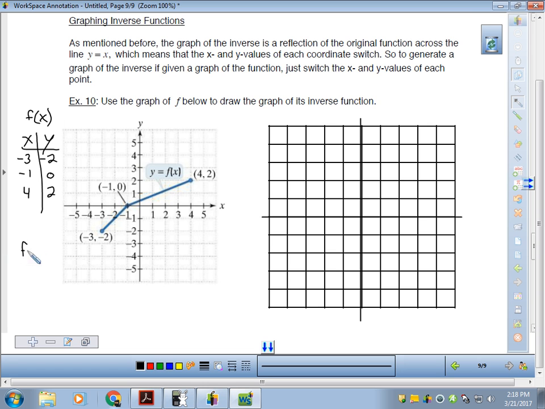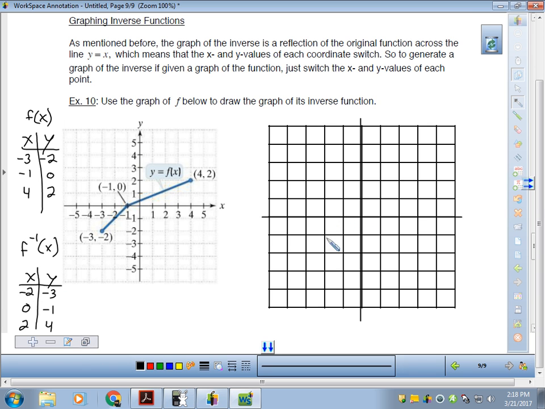For my f inverse of x, all I have to do is take these points and just switch the x and y around. So flip these around, this is now -2, -3. Flip this around, this is now 0, -1. Flip this one around, now it is 2, 4. And then you just plot those new points.